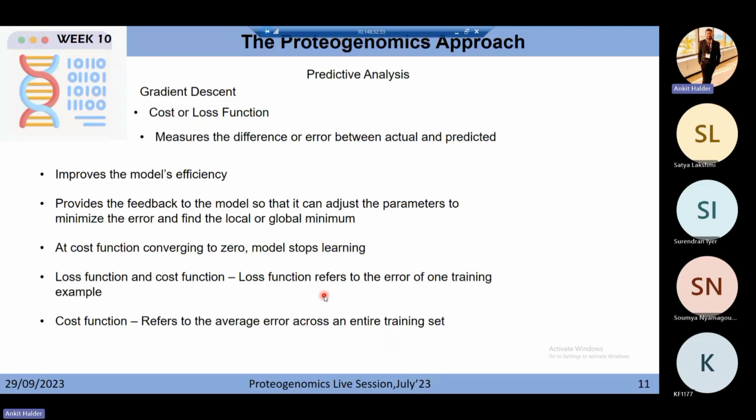But the subtle difference is that one is the average over an entire data set, and the other is a single functional difference for each data point. So these are the major differences between your loss function and cost function.